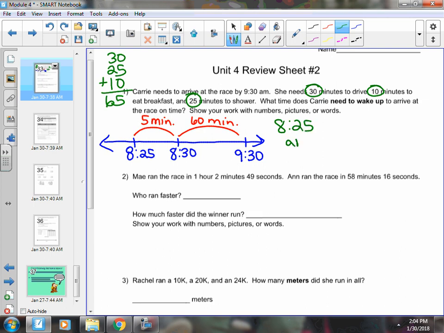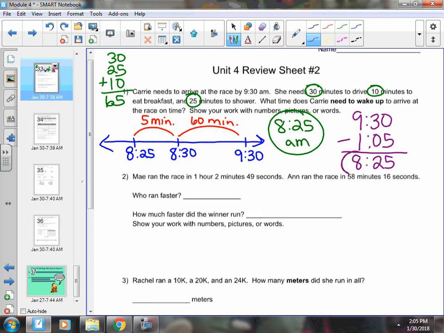I can also do this problem by subtracting. So 9:30 minus an hour and 5 minutes. 65 minutes is an hour and 5 minutes. And I don't have to do any regrouping because I can do 30 minus 5. 30 minus 5 is 25. 9 minus 1 is 8. 8:25.